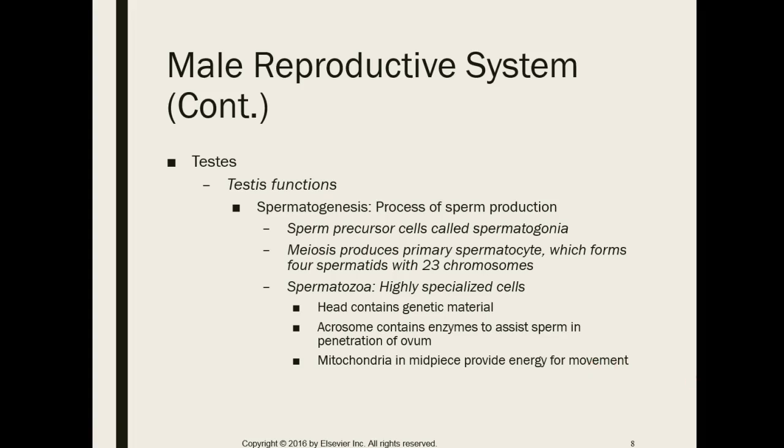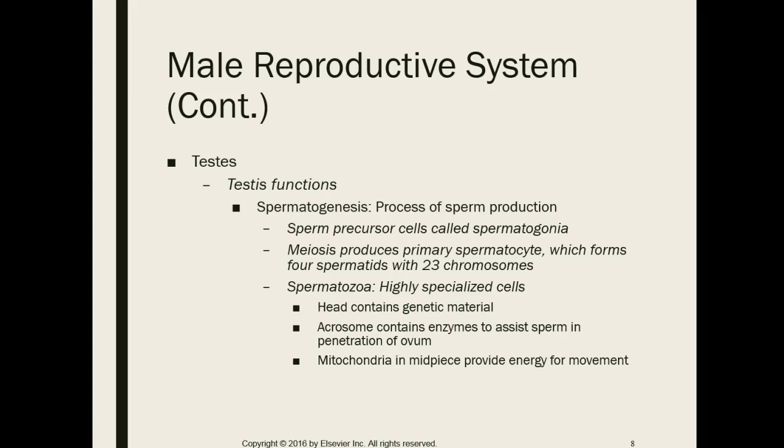And these are going to be what's going to work its way through those tubules to the exterior of the body. So the spermatozoa, they have a head that's going to contain genetic material. An acrosome is going to contain the enzymes that assist the sperm in penetration of the ovum, so that kind of sits on top. And then mitochondria in the mid piece provide the energy for movement. And then we have the flagella, or that little tail, that's going to actually result in movement.